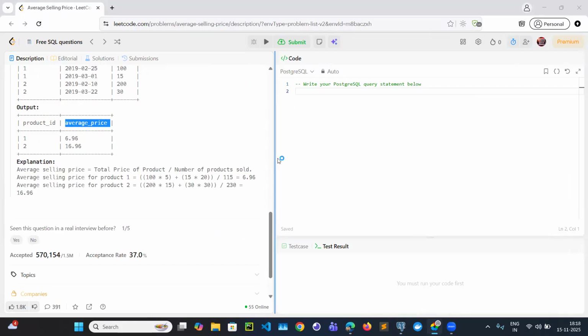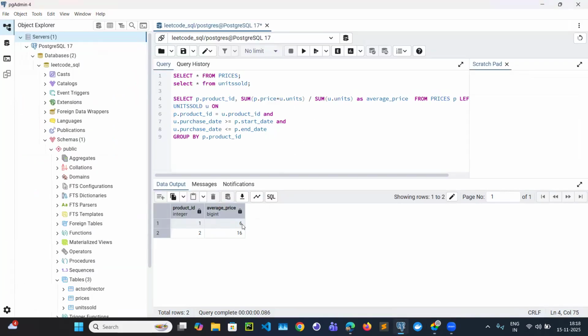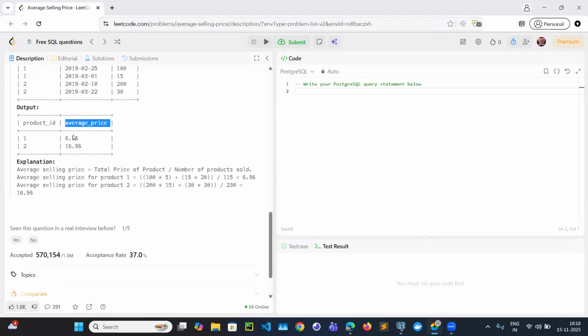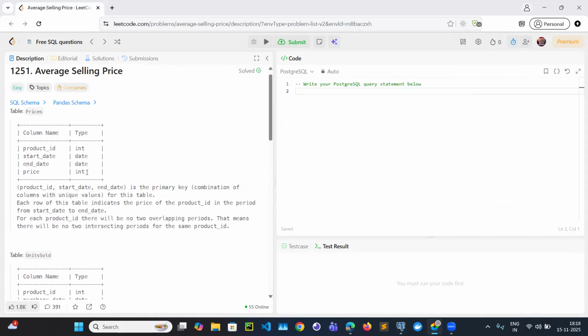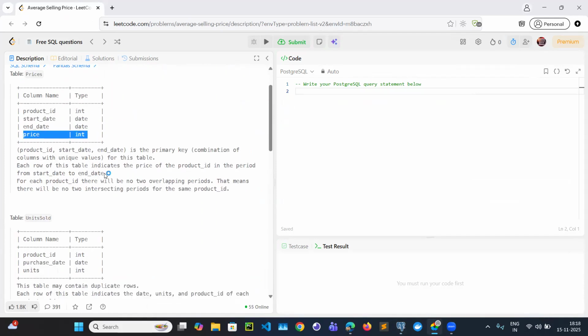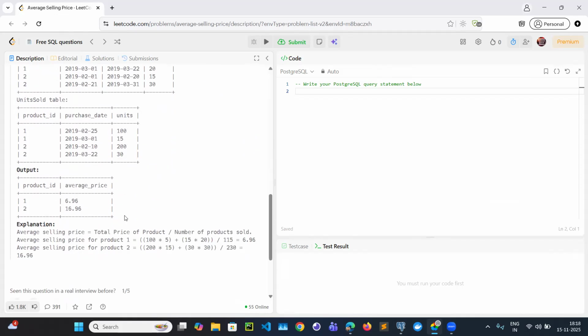Now we got the product ID and the average price. But in our output, we are not getting the decimal. It should be decimal, irrespective of whether it is 4 decimal or 3 decimal. Why are we not getting decimal? Because if you see the schema, the units is an integer and the price is also an integer. So if we divide integer by integer, you will eventually get an integer.